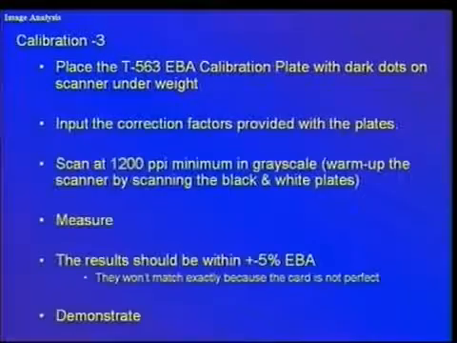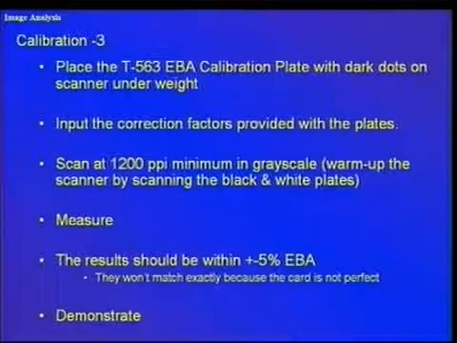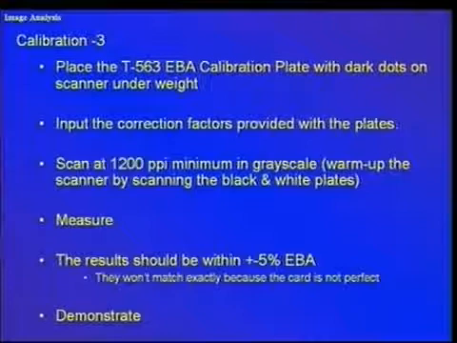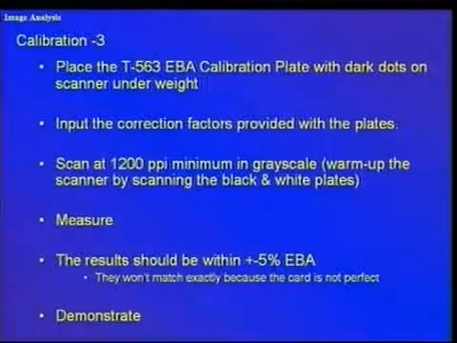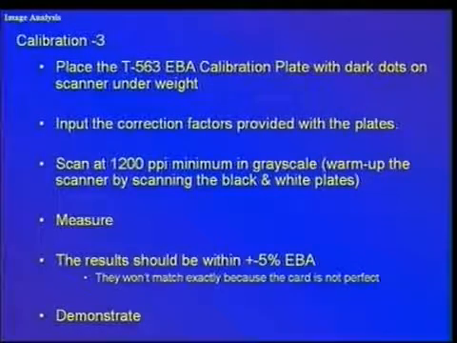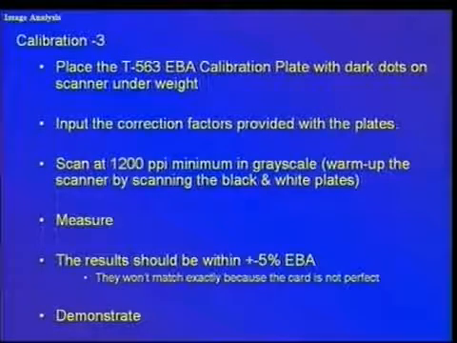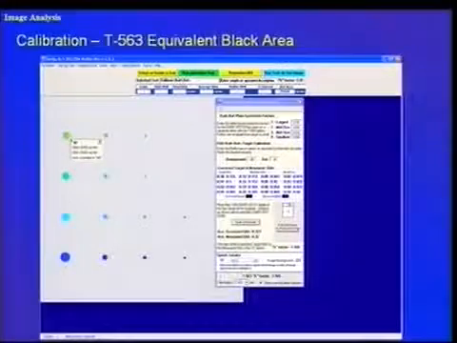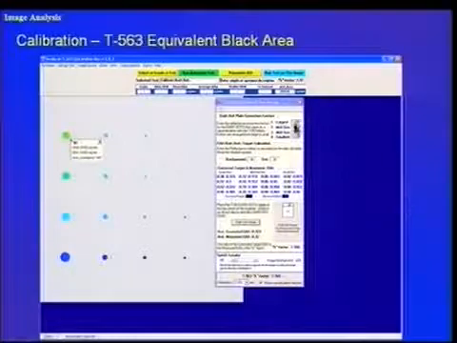These dark dots are the primary calibration for TAPI 563. TAPI 563 mandates that you set the threshold at 15% of the background, and we do that automatically in the software. We set the scanner for 1200 ppi minimum. 2400 is much better, and the results should be plus or minus 5% of the reported measurement or the reported size.